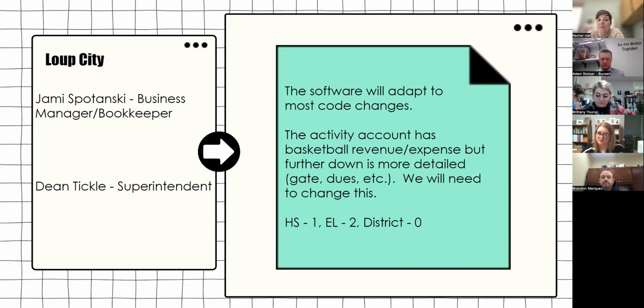The big thing she told me is that the software that we have, Software Unlimited, will adapt to most of the code changes. She does always print off those code books, but she said for the most part, it's pretty intuitive. It can help with that.